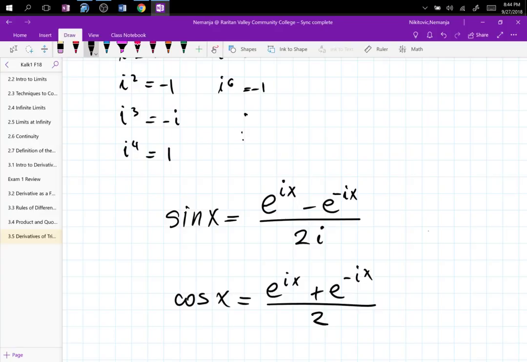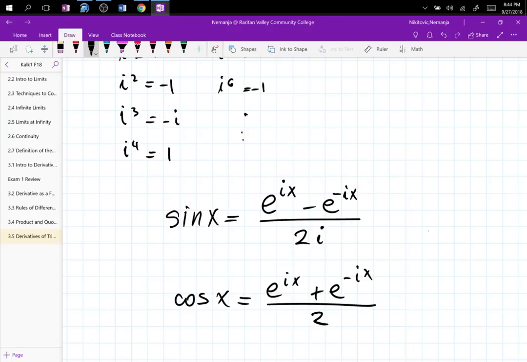So when you take your derivative, for those of you that really want to take the derivative of this, remember that 2i is a constant, right? These are not functions, these are constants. So that's just a denominator. Don't worry about that. I'm just copying.